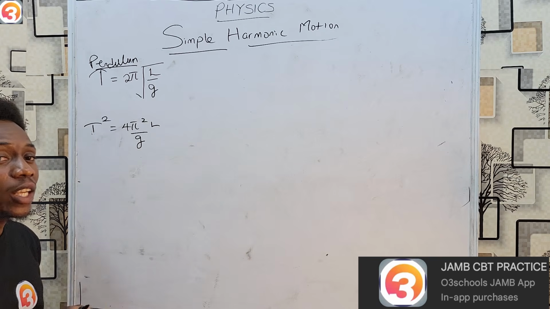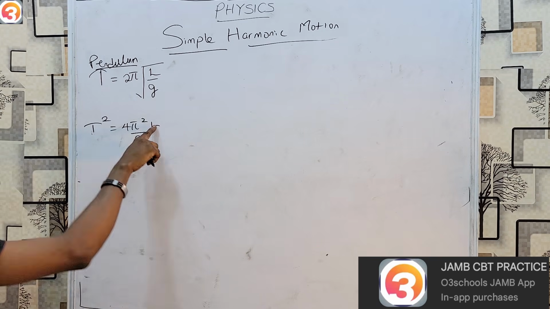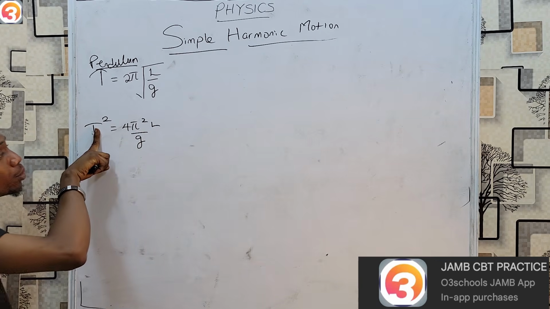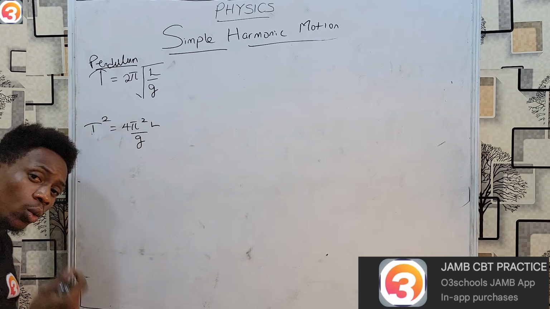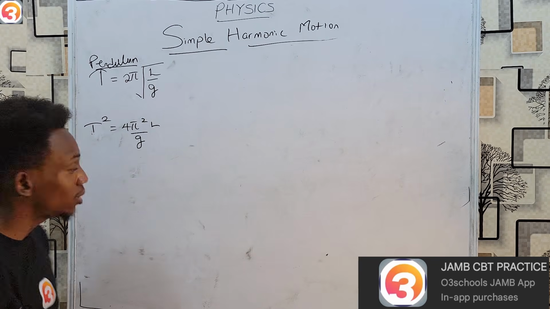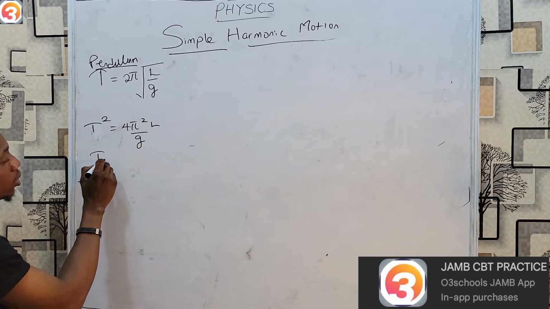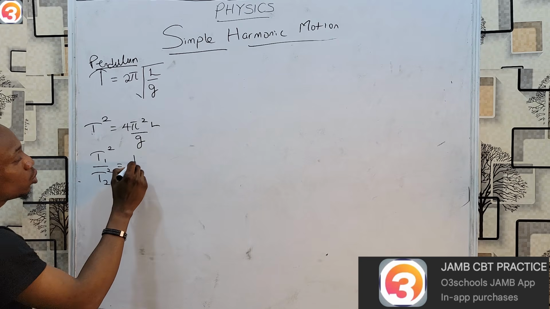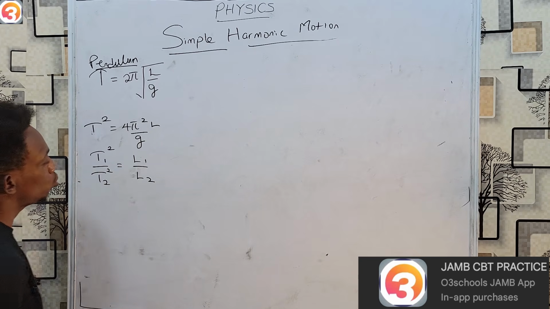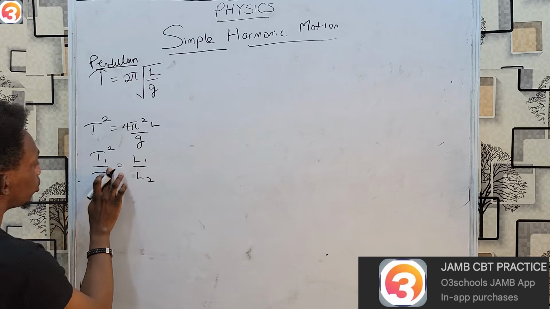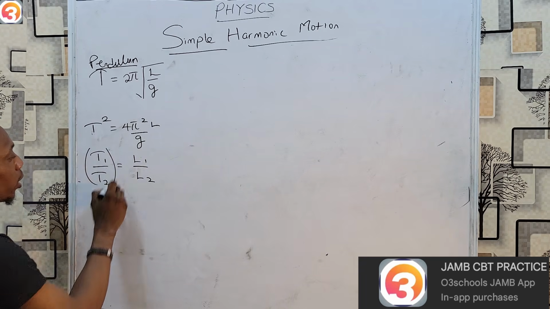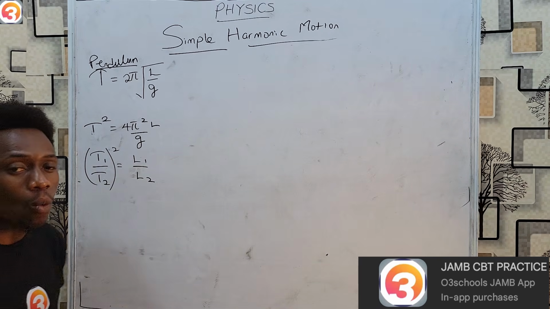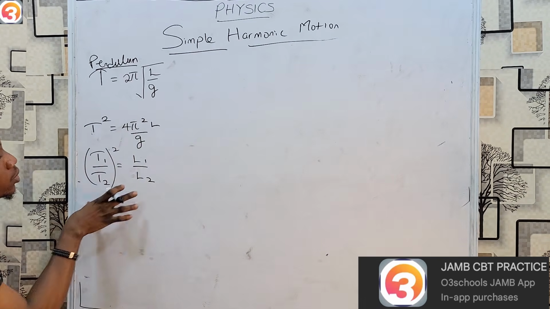So please take note, as long as g is constant, then the period squared varies with the length. So in a question, if you're comparing just period and length, the formula is going to be T1 squared over T2 squared equals L1 over L2. Or if you like, in some cases, you can simply put the square in a bracket: T1 over T2, all squared, equals L1 over L2. Either one works. So it's only if you are comparing two.